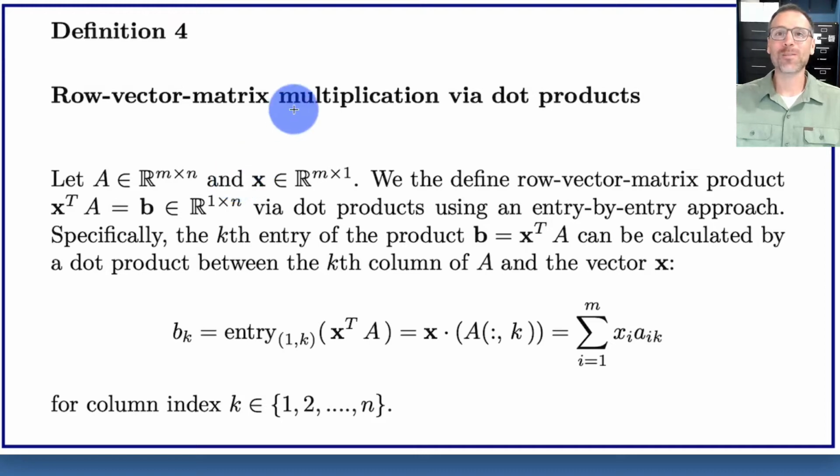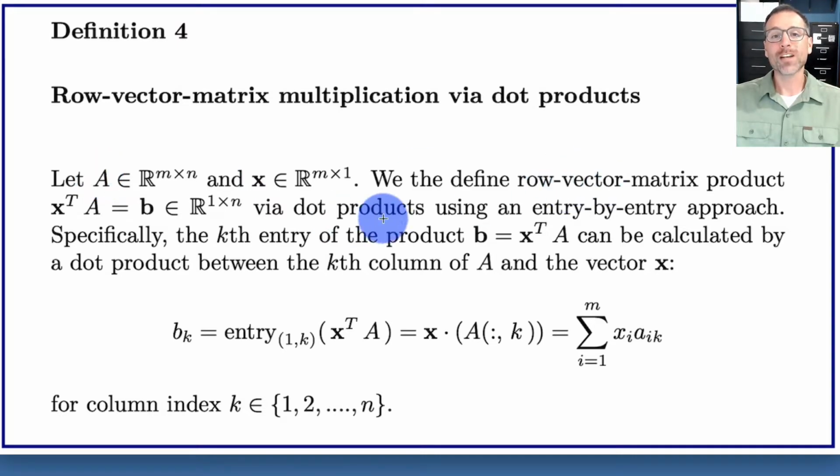Let's explore some algorithms to code up row vector matrix multiplication via dot products. We'll start by reading the formal mathematical definitions and then make explicit connections between the math and the code. We begin by establishing that A must be a real valued matrix with m rows and n columns, and then we'll create a column vector x with m rows and one column so that the number of rows of x matches the number of rows of A.